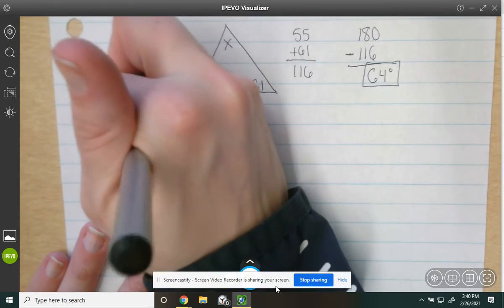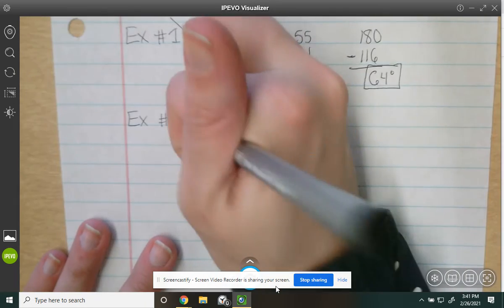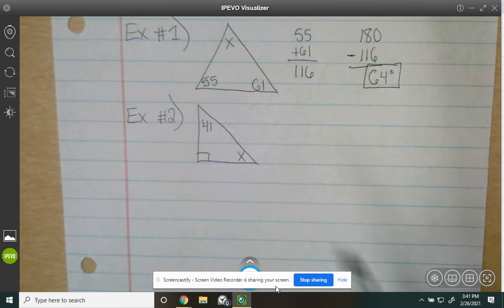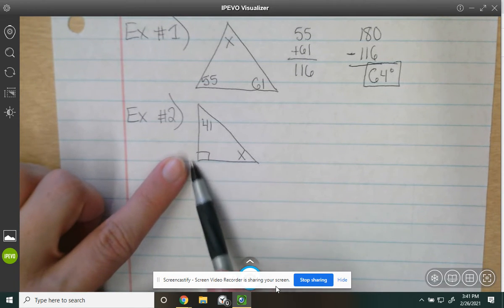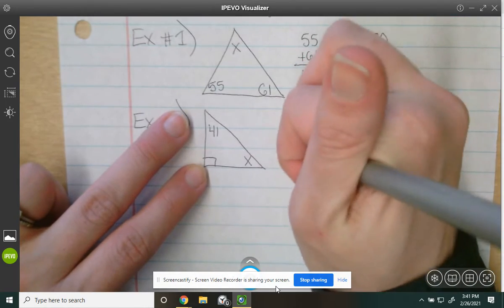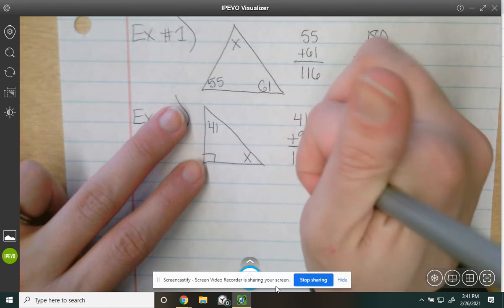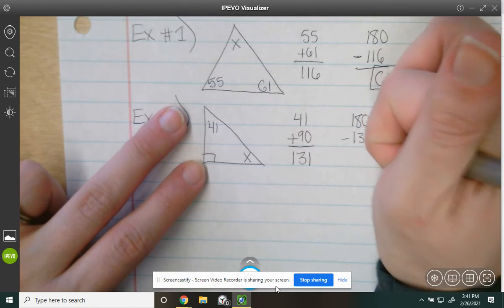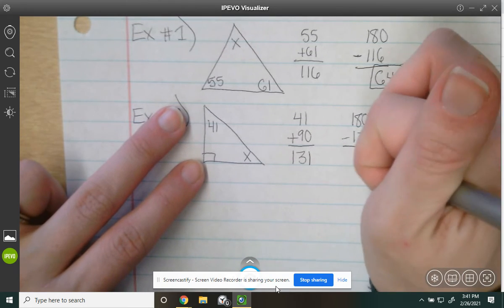So if we look at this one, we know that's 41, and a lot of people say that's the only one that we know. If there is a box right there, you know that one is 90 degrees. So I actually do know two. 41 plus 90 gives me 131. Okay, so then I take 180 minus 131, and that gets me 49 degrees.